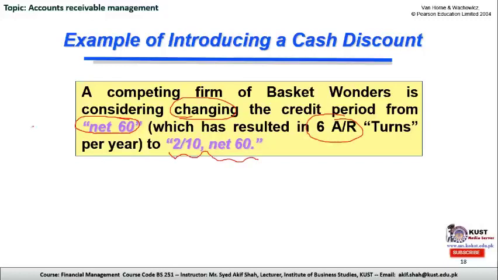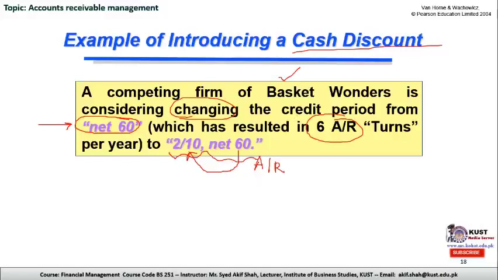Now this scenario states that the maximum time period with the credit customers of Basket Wonder is 60 days. So in this case, the total account receivable turnover will be 6 times in a year. Besides this, the company is offering 2/10, net 30, that is, a cash discount of 2% to all customers if they pay within 10 days. The purpose of this discount is to expedite the account receivables collection within 10 days rather than waiting for 60 days, because they have sold their product on credit to the credit customers.